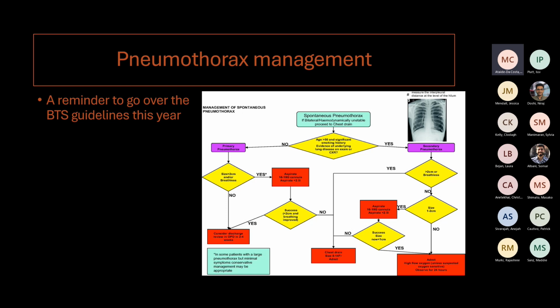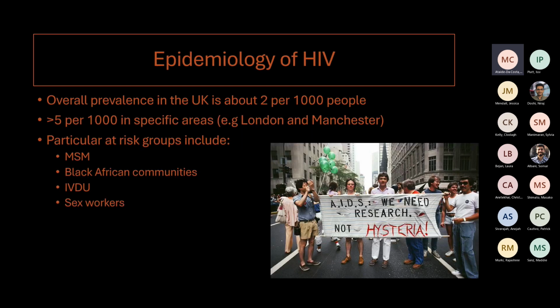If it's a secondary pneumothorax and it's 1 to 2 centimeters, you're going to aspirate. If the aspirate fails, you're going to stick a chest drain in and admit. Either way, in a secondary pneumothorax, you're going to admit for observation anyway, okay? But this is a very good flow chart. Just remember the BTS guidelines when it comes to pneumothoraces.